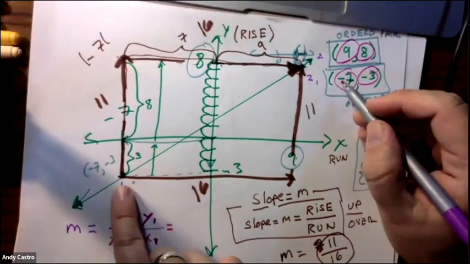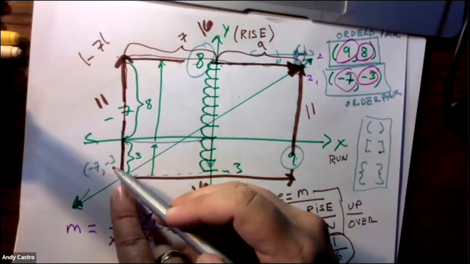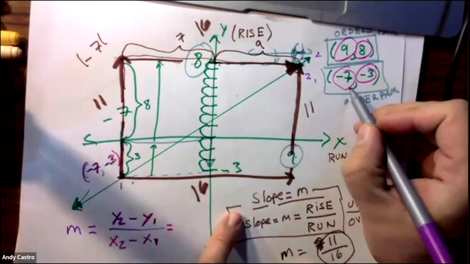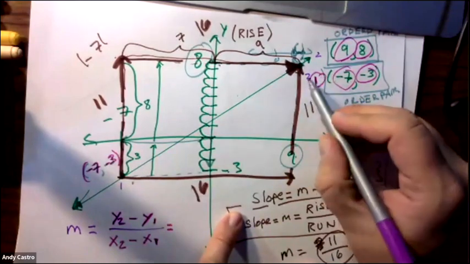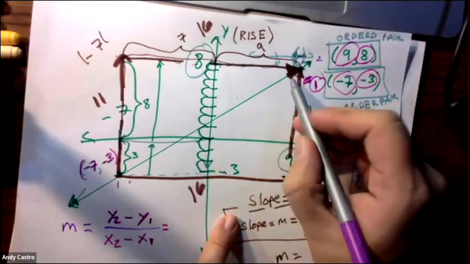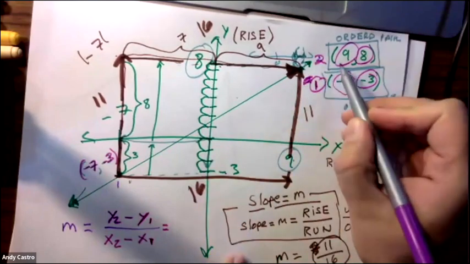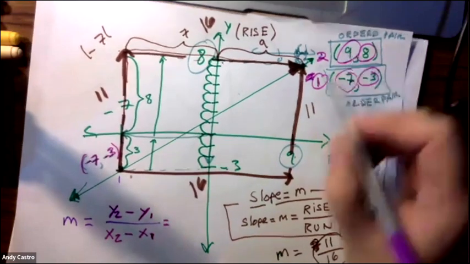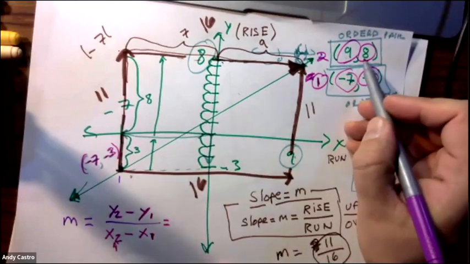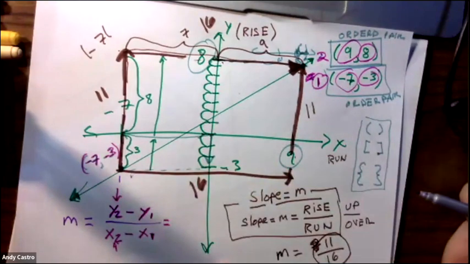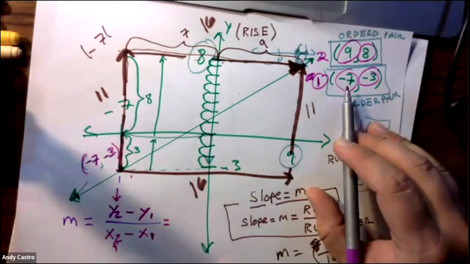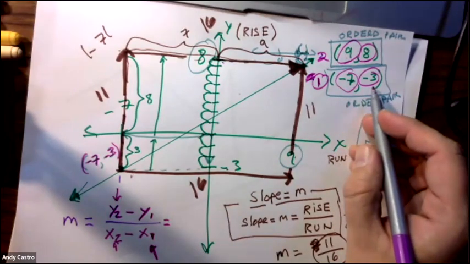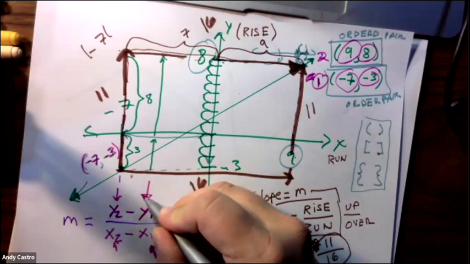So we're going to call this one down here the -7, -3 point. That is point 1. And then the 9, 8 point up here, that is point 2. So the 9 is my x2 component right there. The 8 is my y2 component right there. This -7, that's my x1 component. And the -3, that's my y1 component.